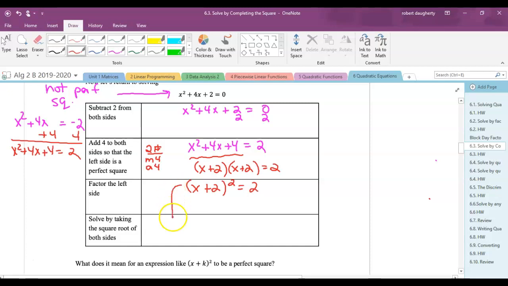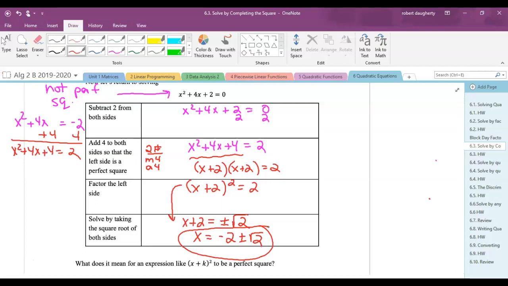So when I take the square root of both sides, I get that x plus 2 is equal to what? Plus or minus square root of 2. So x is equal to what? Negative 2 plus or minus the square root of 2. That's the solution to this equation, okay? So when I started out, it would not factor. It was not a perfect square. So I did something called completing the square. Make one side a perfect square so that you can take the square root of both sides.